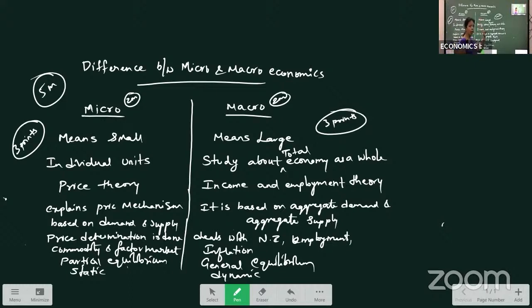Whereas the macro approach means we are going to study about the total economy. In Indian economy, what is the GDP? In Indian economy, what is the employment rate? So that study we do with the help of macro. To study the economy, like Indian economy and all, both micro and macro are useful. Okay. So this completes your 5 marks answers, right?